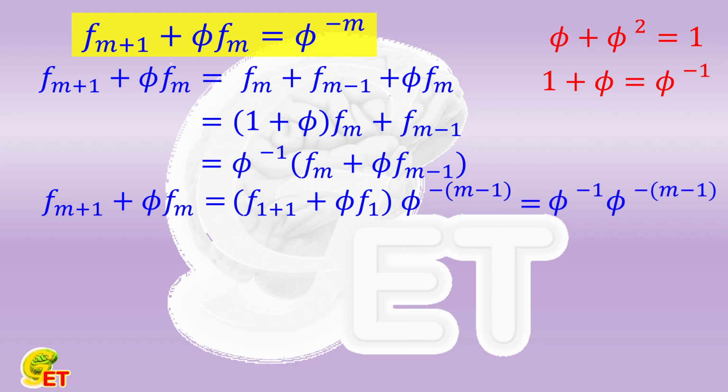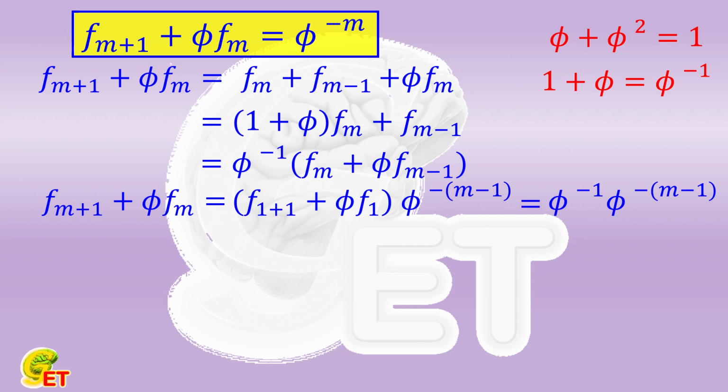Our target is to find the general formula. So both Fm and Fm plus 1 should be regarded as the unknown variables, and both phi and m should be regarded as known parameters. Then this is a linear equation in two variables. To find Fm, we'd better have another linear equation in these two variables.